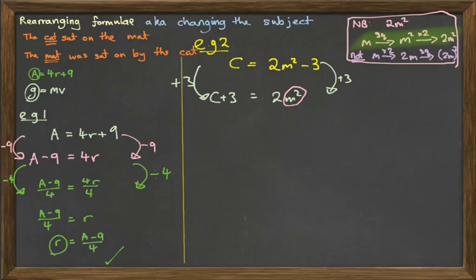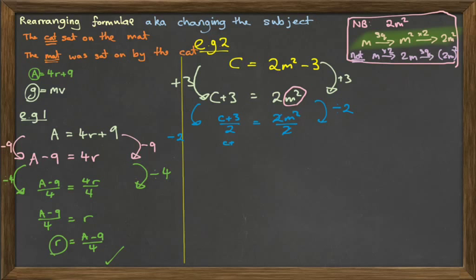So we have to undo that. In order to undo that and go back, we have to divide by 2 first. So on the left hand side we get c plus 3 divided by 2. On the right hand side, I could write this as 2m squared divided by 2. The 2's would cancel.